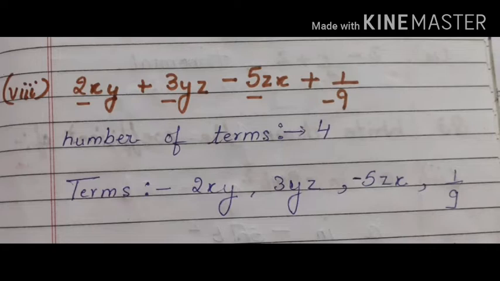Now as per the third part of the same question, 2xy plus 3yz minus 5zx plus 1 upon 9 is given in the question. With the help of the plus and minus signs we can distinguish between each term: 2xy plus 3yz minus 5zx plus 1 upon 9. So your first term is 2xy, the second is 3yz, the third term is minus 5zx, and your last, fourth term is 1 upon 9. So there are 4 terms in this part.